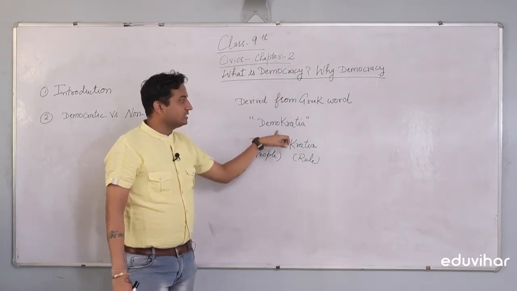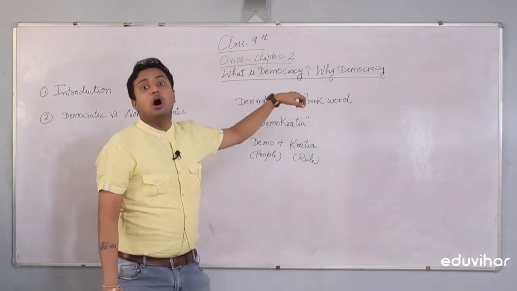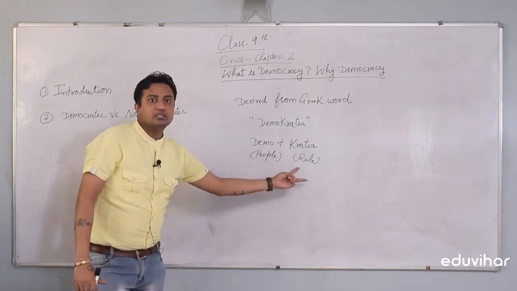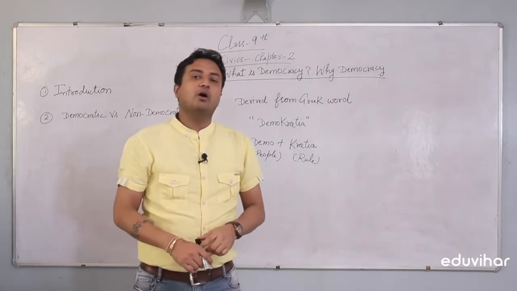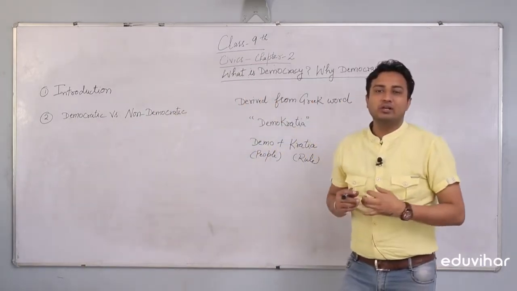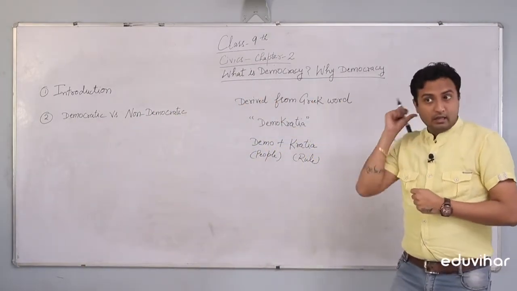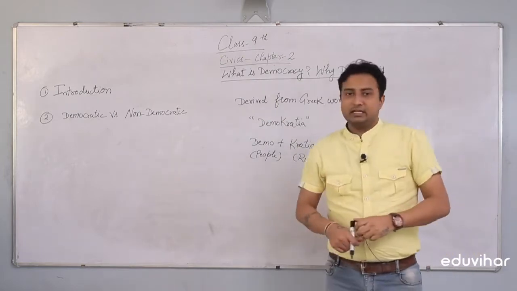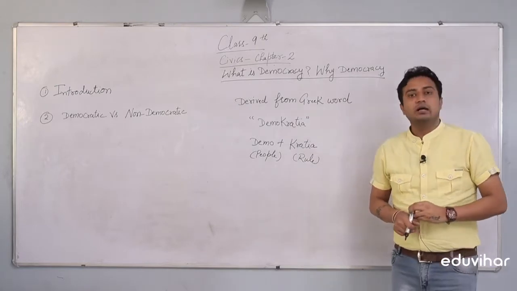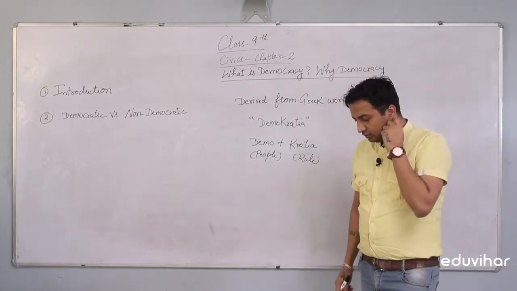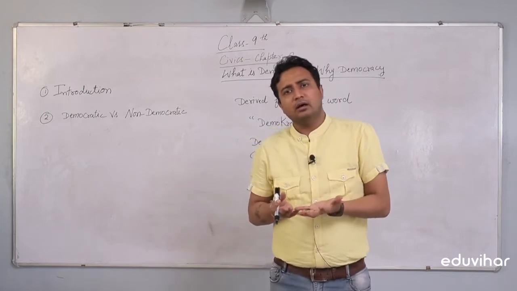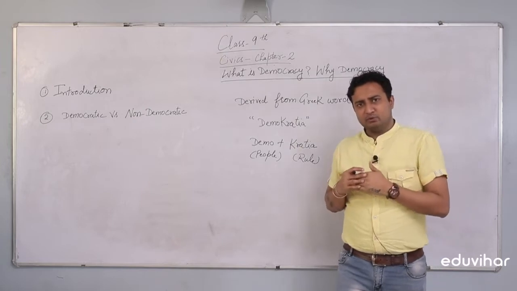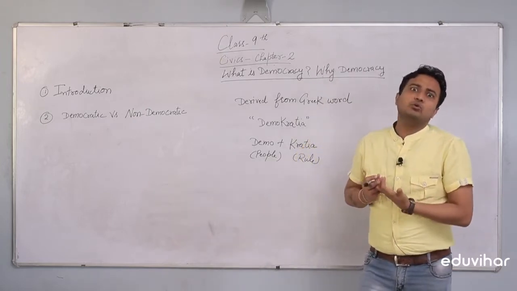Democracy is a Greek word, and democracy means people's rule. So that form of government in which rule is done by people, we say it is a democracy. As all of you know, India is also a democracy. But the question arises, how are people ruling? Are you ruling the country, as I am ruling this country? How do people rule the country?